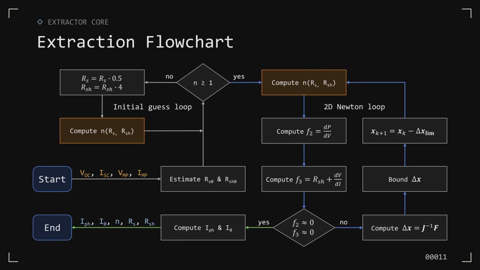Finally, once F2 and F3 reach a value that's close to 0, based on the tolerance we've chosen, IPH and I0 can be computed using functions we derived in the first video. At this point, we can take datasheet parameters and generate a full solar cell model. The extraction is complete. In the next video, we'll walk through how to get cell operating points from the extracted parameters. We'll go in depth on the application of Lambert W functions to this problem.